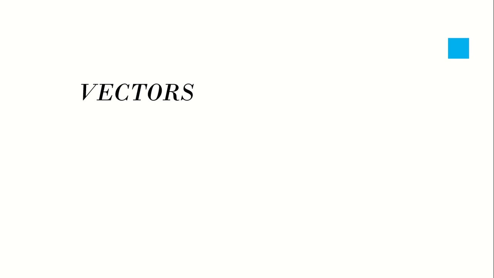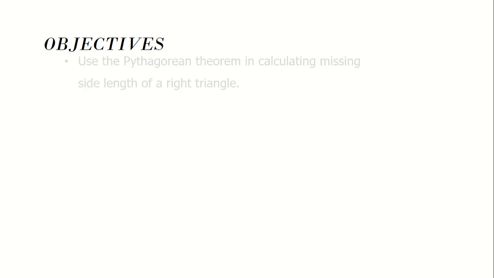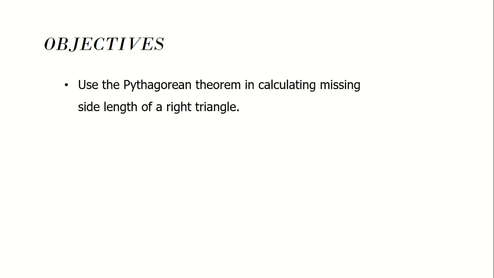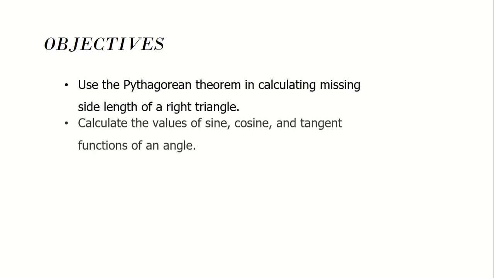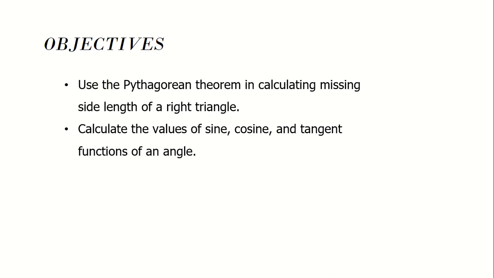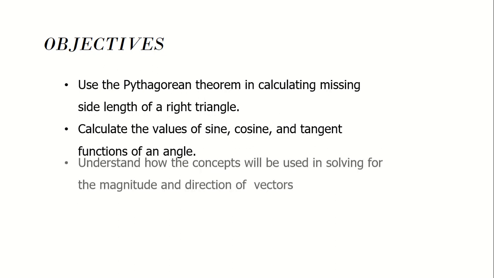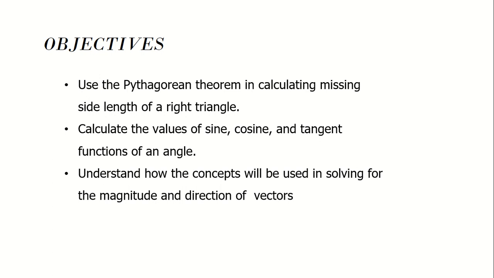Instead, what we are going to use are basic trigonometry concepts, which include the Pythagorean theorem, which we will use to calculate the missing side length of a right triangle, and the trigonometric functions, including the sine, cosine, and tangent function of an angle. Hopefully, at the end of the video lecture, you will be able to understand why a review of these concepts in trigonometry is important when solving problems related to vectors.